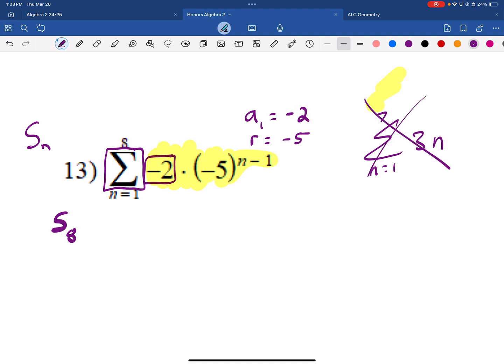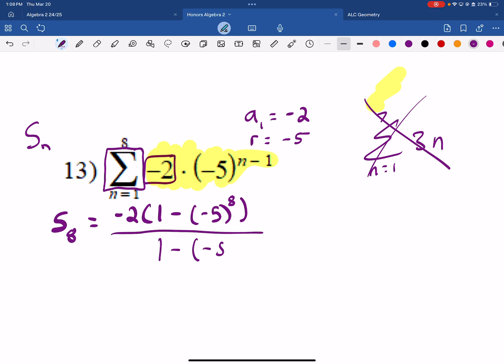So anyway, if we want to do this now, we want to find the sum of the first 8 terms in this sequence. We've got to take our a of 1, which is negative 2, times 1 minus our ratio, so 1 minus negative 5 to the nth. So that's just an 8. All divided by 1 minus my ratio.